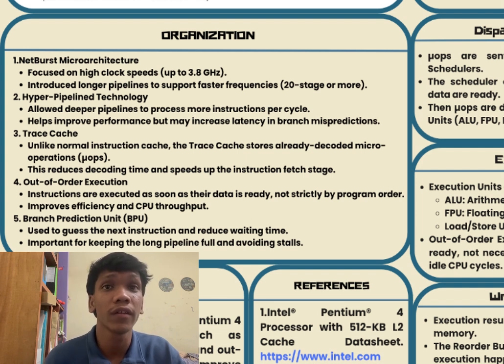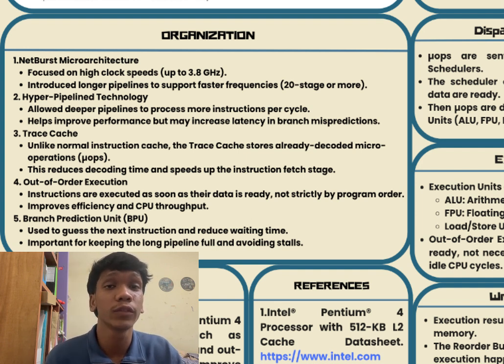So first thing first, we have NetBurst microarchitecture. So what is the NetBurst microarchitecture? The NetBurst microarchitecture was designed with a strong focus on high clock speeds reaching up to 3.8 GHz. To support such high speeds, it uses very long pipelines, often 20 stages or more. This means more instructions can be in different stages of execution at once, allowing for faster overall performance.